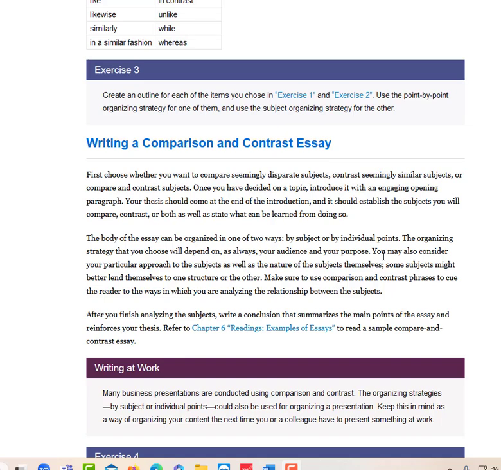The body of the essay can be organized in one of two ways, by subject or by individual points. The organizing strategy you choose will depend on, as always, your audience and your purpose. You may also consider your particular approach to the subjects, as well as the nature of the subjects themselves. Some subjects might better lend themselves to one structure or the other. Make sure to use compare and contrast phrases to cue the reader into the ways in which you are analyzing the relationship between the subjects.